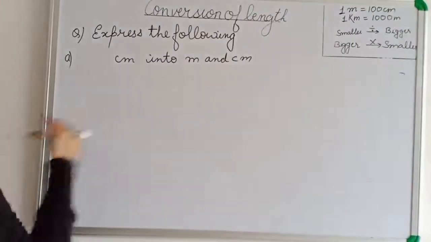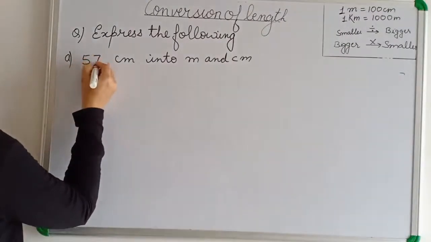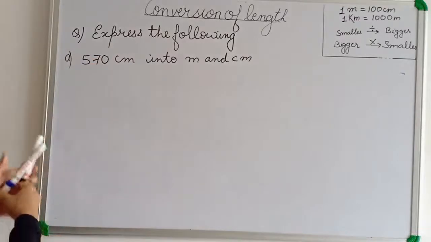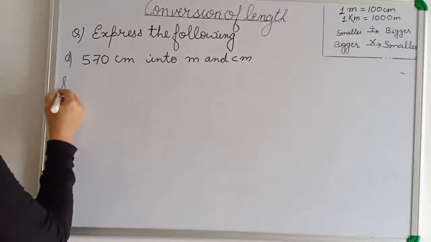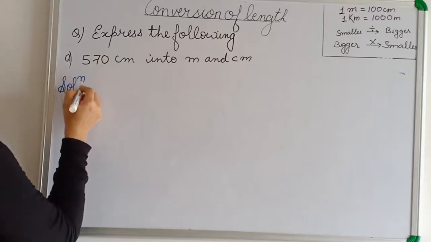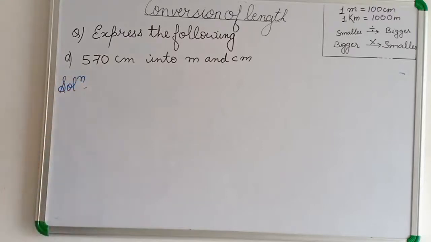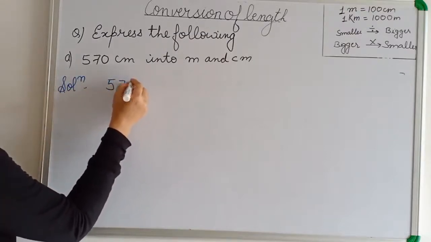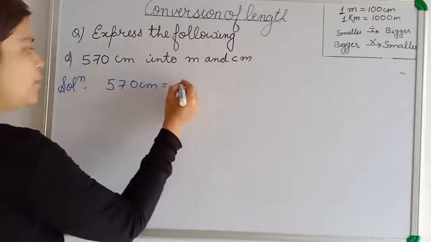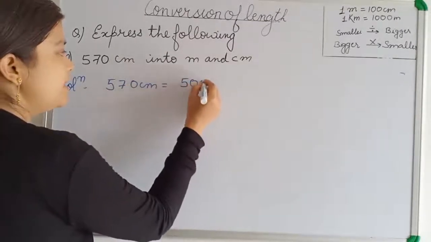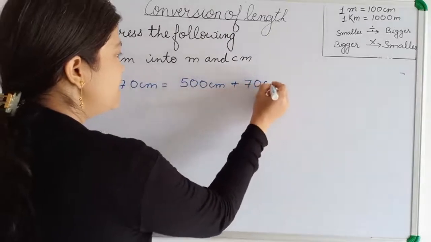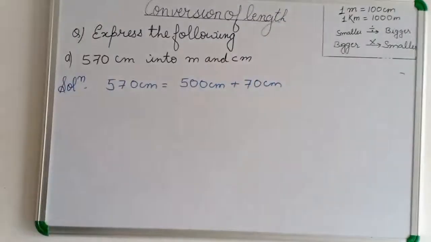Here we have to convert 570 centimeter into meter and centimeter. For this, what will we do? First, we are doing it by the second type only, what we have just now discussed. First, we will write it in expanded form: 500 centimeter together, and then 70 centimeter.